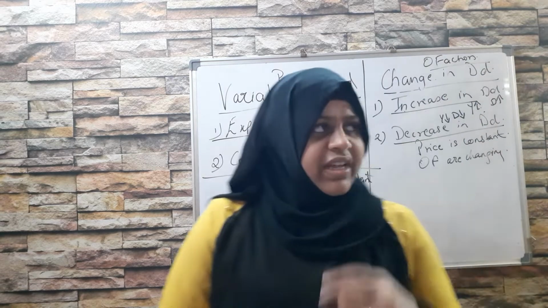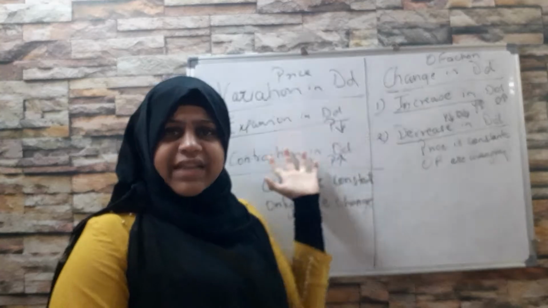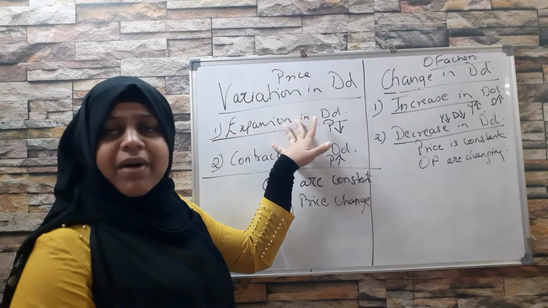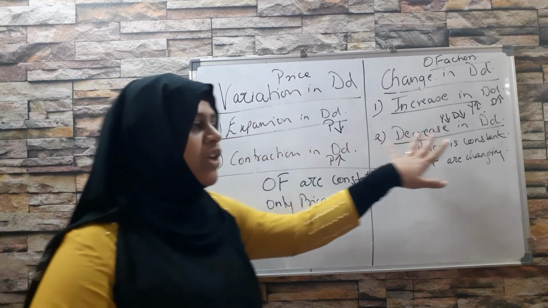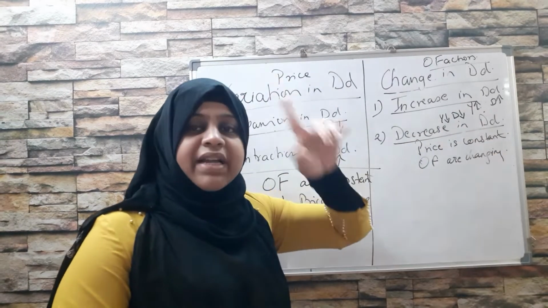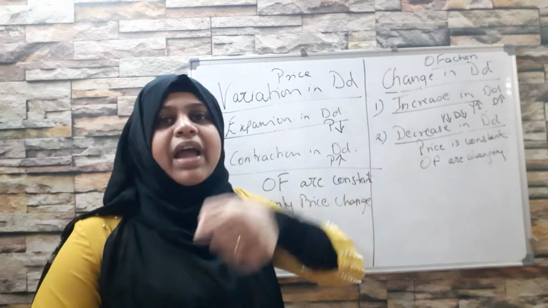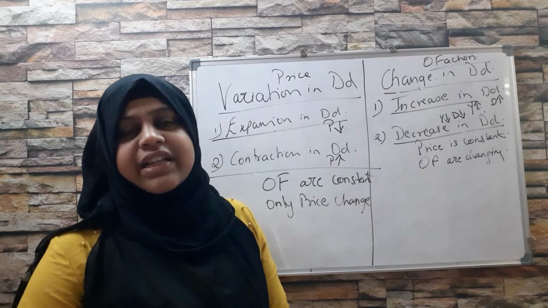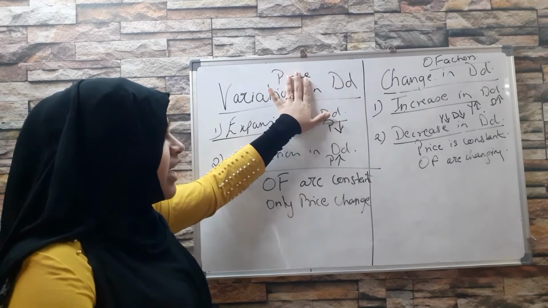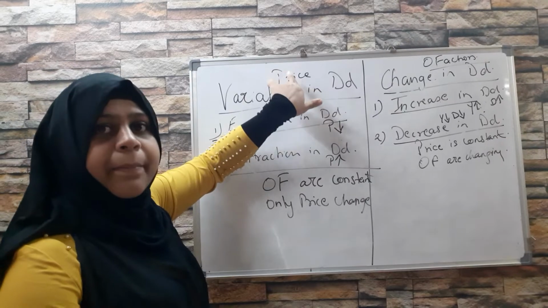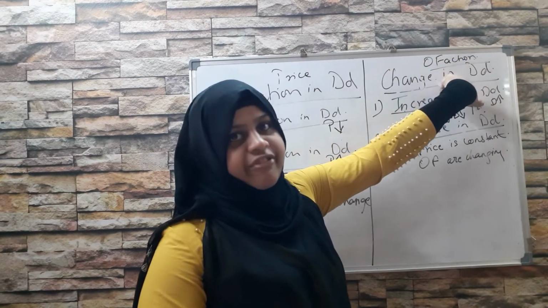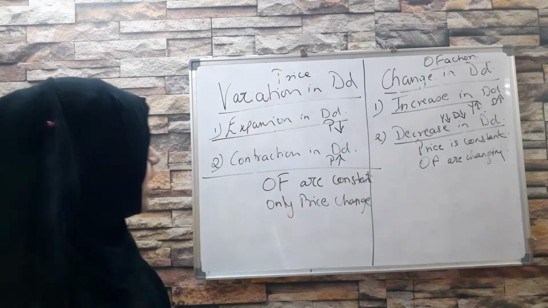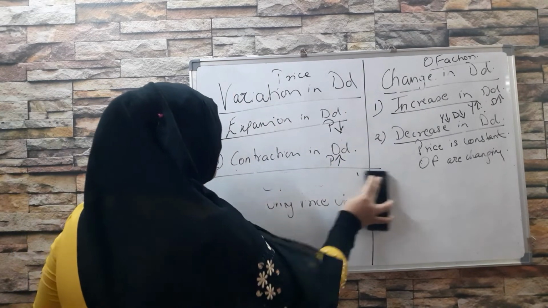So if you go to see, the meanings are the same. Here demand is rising, here also it is rising. Here it is falling, here also it is falling. But the basic difference is the reason behind the fall and rise in the demand. In variation, the reason is price, and in change, the reason is other factors. Now let us see the diagrams of these one by one.